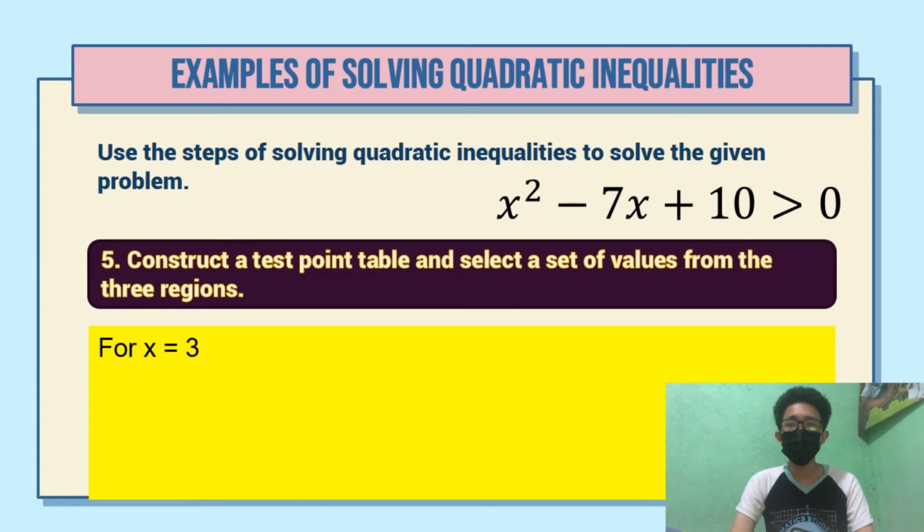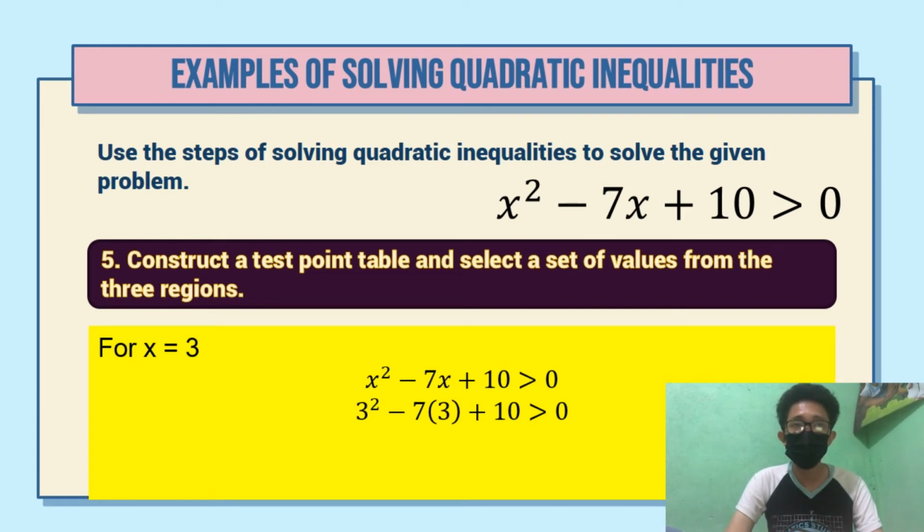For x is equal to 3, the region 2, we again write the quadratic inequality x squared minus 7x plus 10 greater than 0. So we have 3 squared minus 7 times 3 plus 10 is greater than 0. We follow the PEMDAS rule. We extract first the exponent, then followed by multiplication, and then the addition and subtraction. For the exponent, we have 3 squared, which is equal to 9, minus 7 times 3, it's 21, plus 10 is greater than 0.